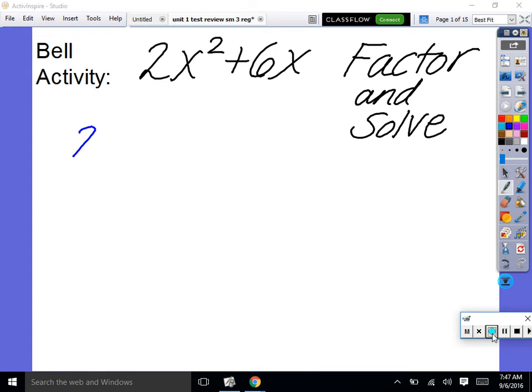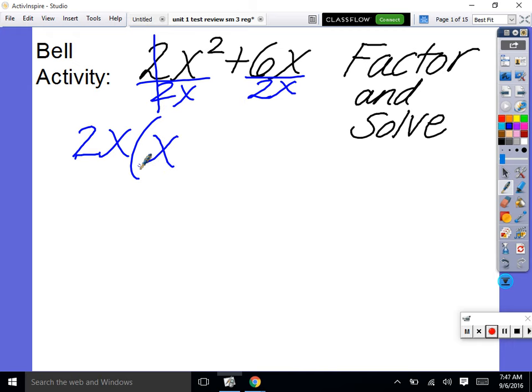All right, so we factor out a 2x, and then we'll divide each term by 2x. So then left was 2's divide out, x squared over x is x. Positive 6 divided by 2 is positive 3. The x's divide out. And look, we're down to linear factors.